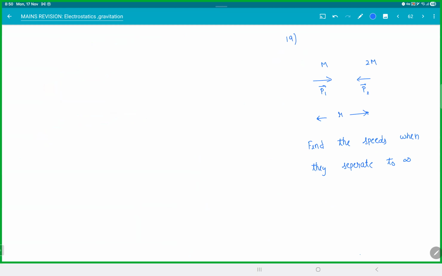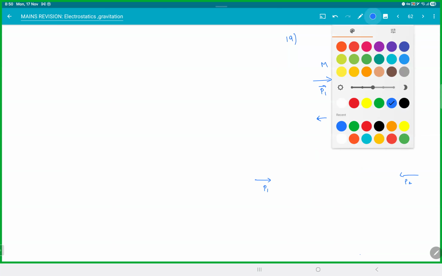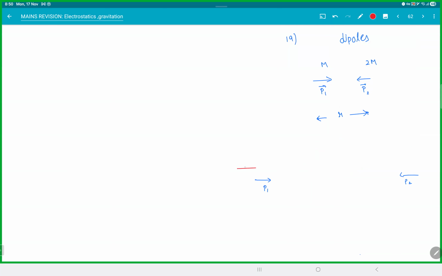P1, P2 are the dipole moments. These are dipoles. I forgot to tell you, I guess. So we have two dipoles, P1, P2, at a distance r between them. Due to repulsion, they'll fly away to infinity. Find the speeds when they repel to infinity. So when they fly off to infinity, P1, P2, conservation of momentum, there's no external force. You can guess if this speed is 2v, this speed will be v.